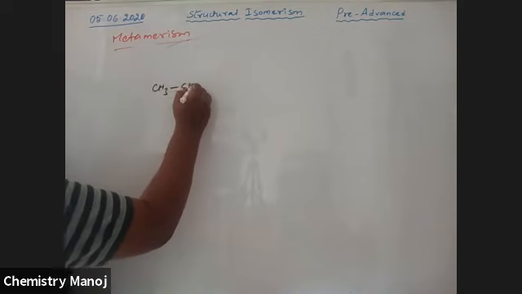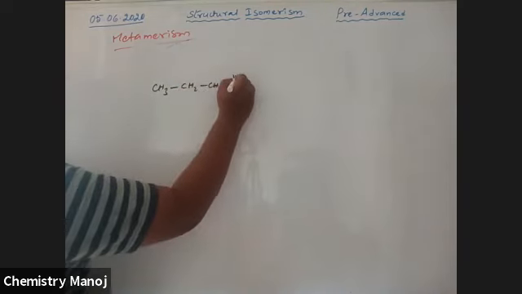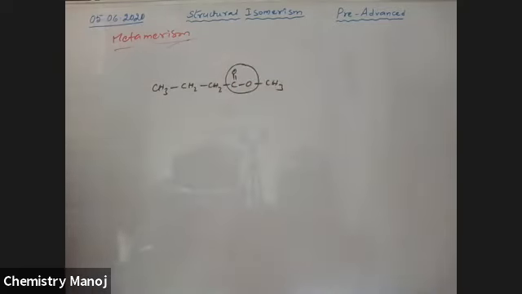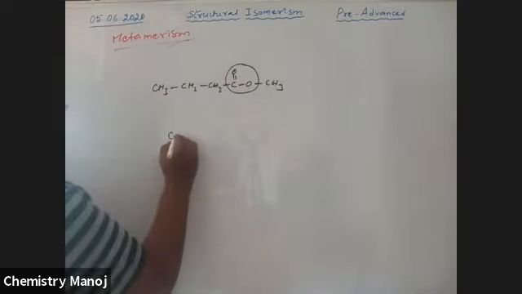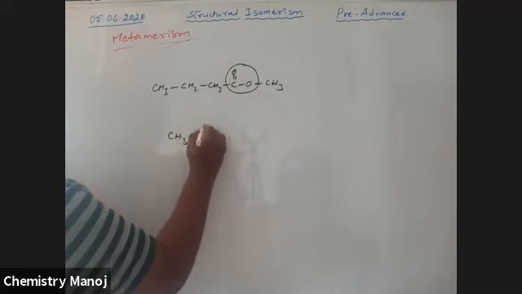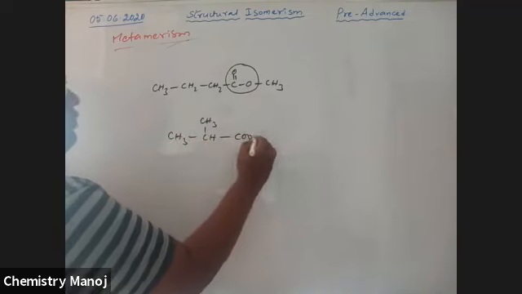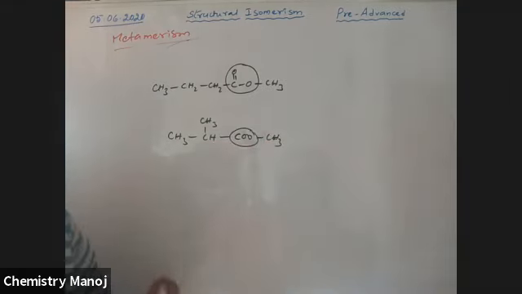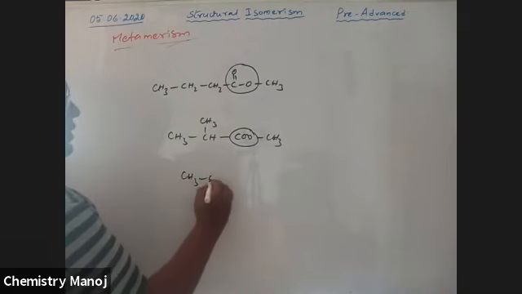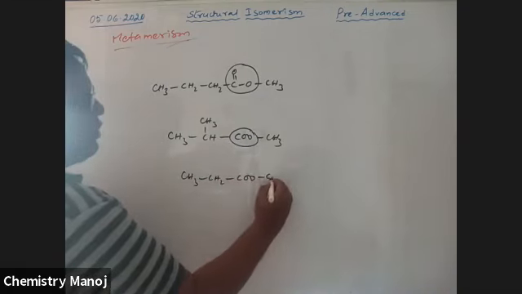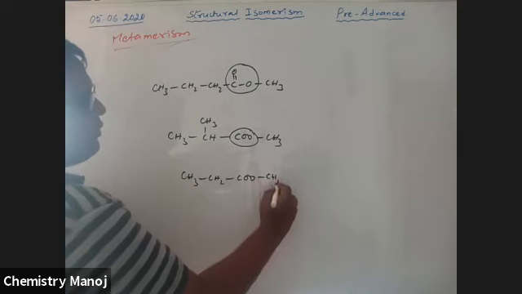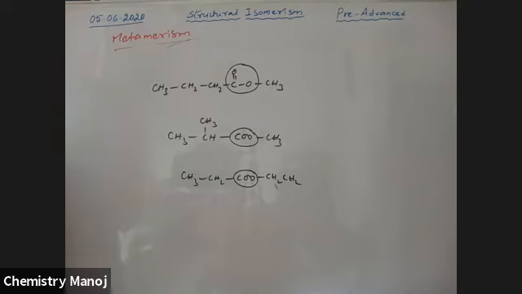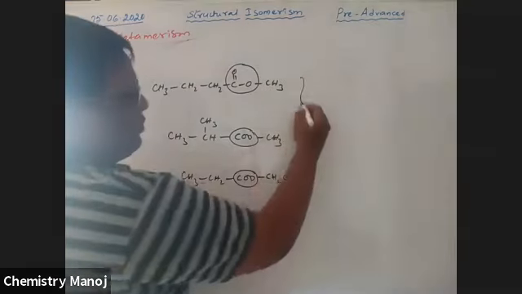CH3, CH2, CH2, COO, CH3. It is the functional group. Next, I am writing this one: CH3, CH, CH3, COO, CH3. These two are the same COO. Next, CH3, CH2, COO, CH3, CH2, CH3. It is the functional group. See here, for all these compounds.